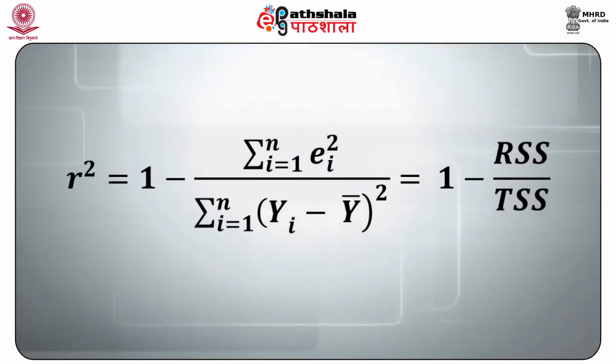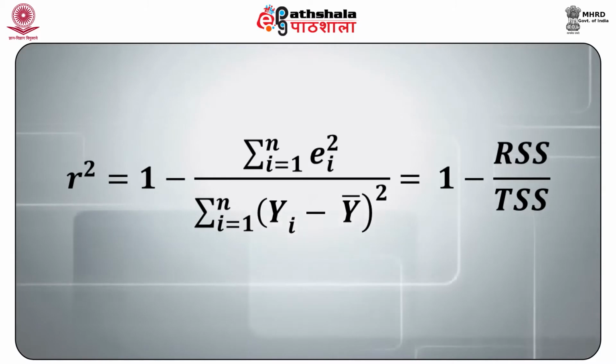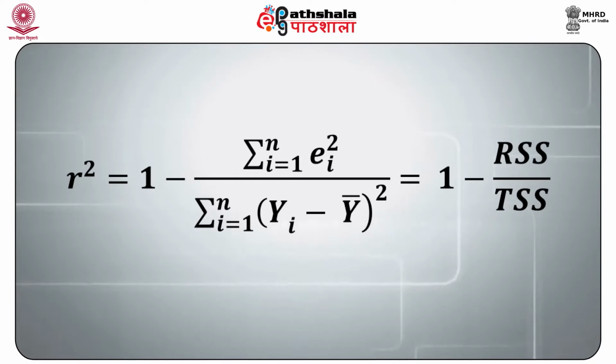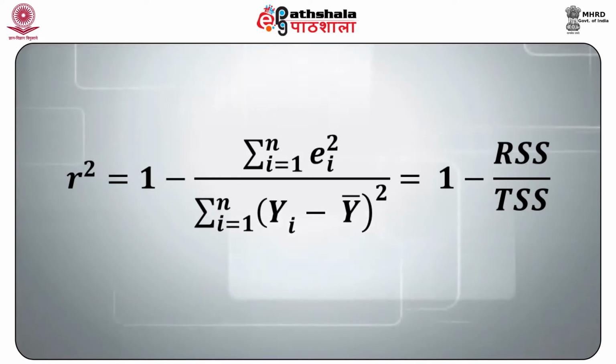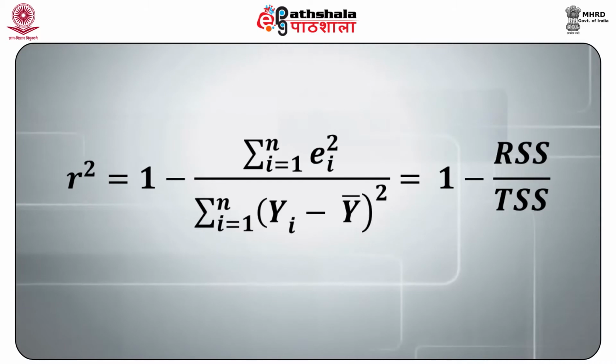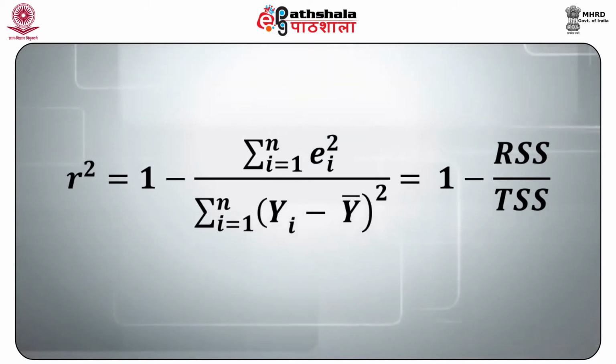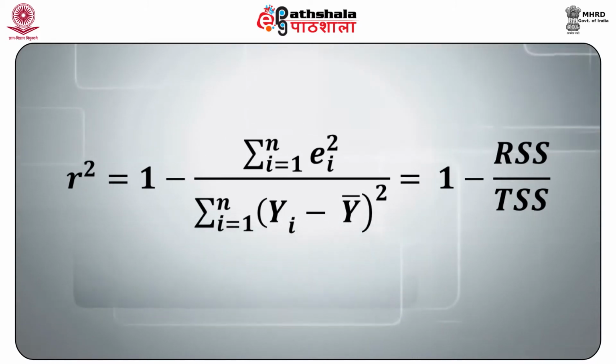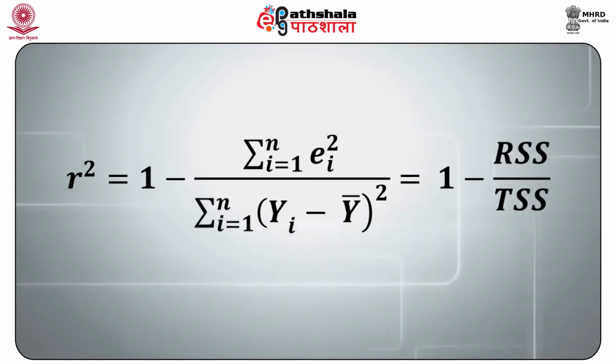Alternatively, R square can also be defined in another form by a little manipulation of the formula. R square can also be written as 1 minus sigma ei square upon sigma yi minus y bar square, which is the same as 1 minus residual sum of the squares upon total sum of the squares. So R square is equal to 1 minus the part of the total sum of the squares that is not explained by the regression model, and that is what is known as the residual sum of the squares.